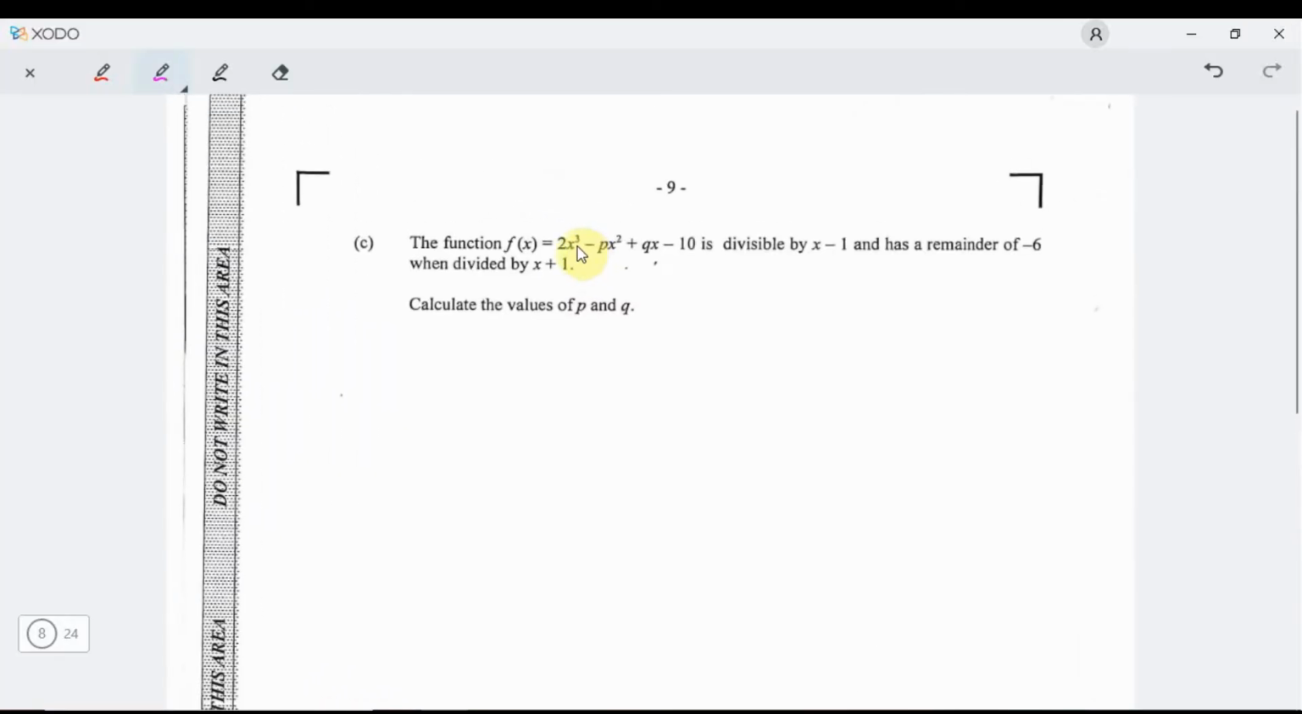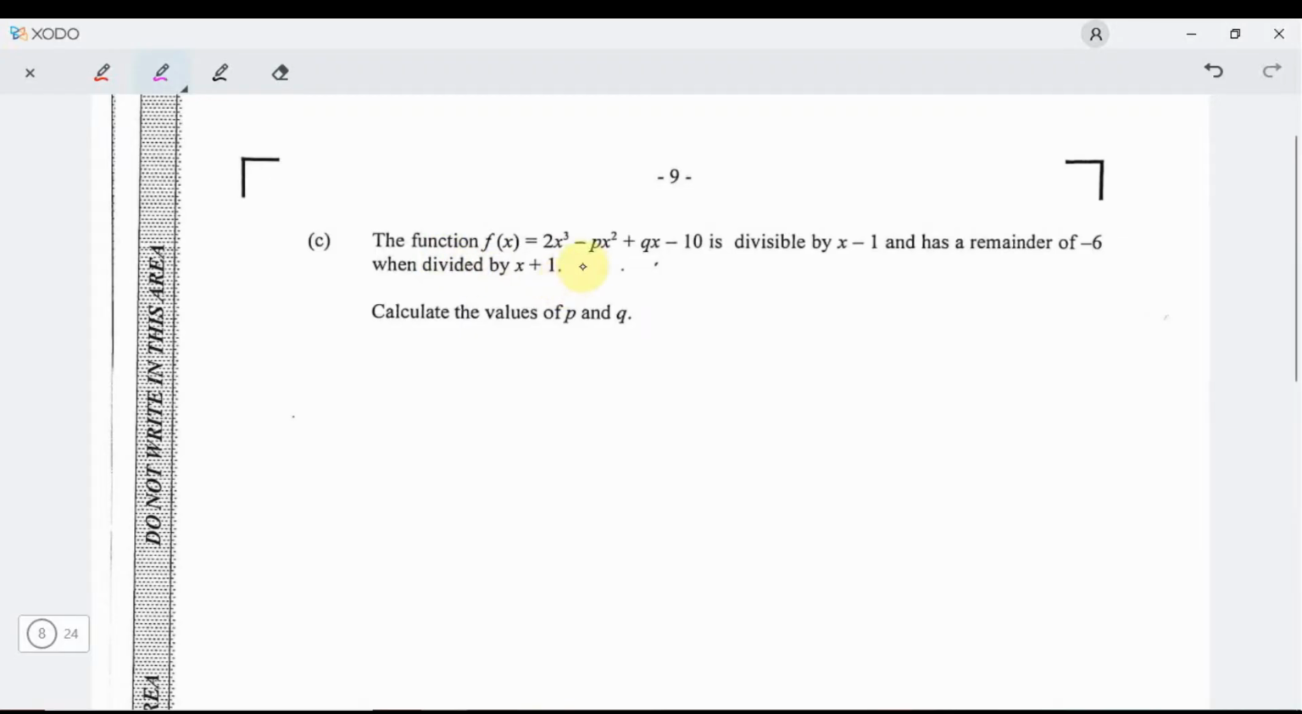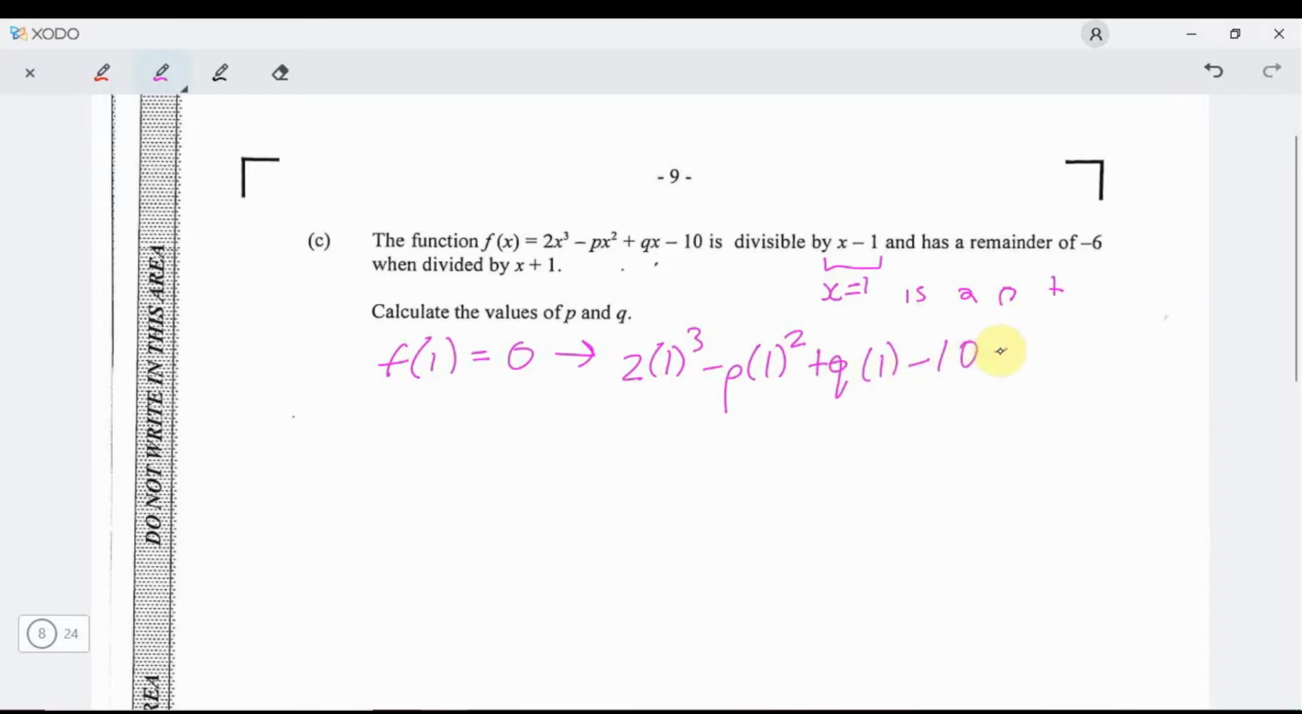Okay, part C. It says the function f of x equals 2x cubed minus px squared plus qx minus 10 is divisible by x minus 1, and it has a remainder of -6 when divided by x plus 1. Find the values of p and q. The first thing we can do, since it's divisible by x minus 1, is that this says x equals 1 is a root. And if x equals 1 is a root, that means f of 1 is equal to 0. So that implies, when we put in the 1 here, 2 times 1 cubed minus p times 1 squared plus q times 1 minus 10 is equal to 0.